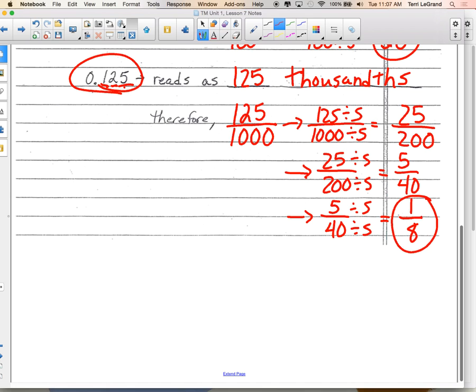Okay, so again, we're going to make sure that we know how to rename our numbers. We're dealing with decimals and fractions. So, questions on this last section, last learning goal?